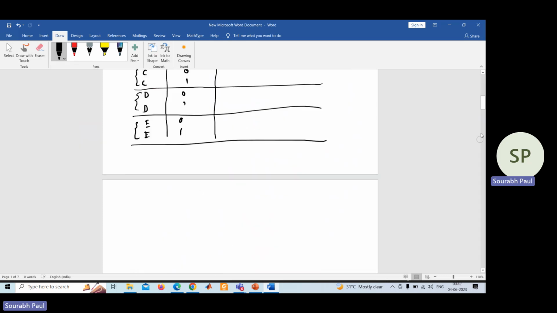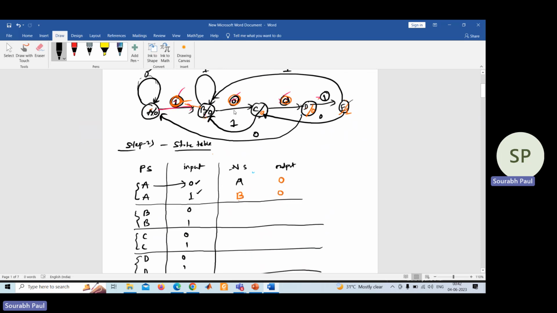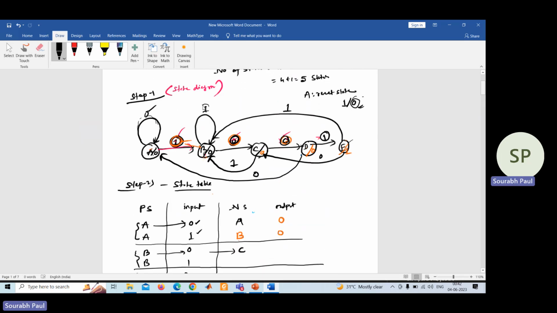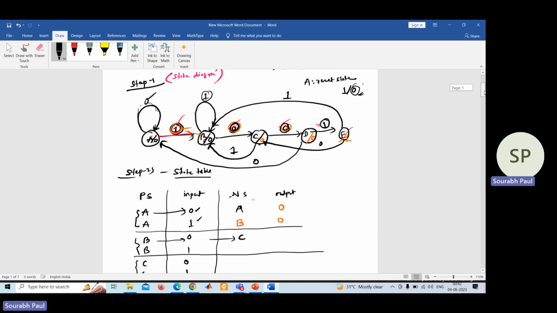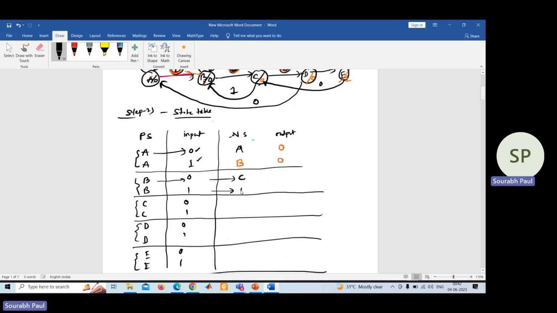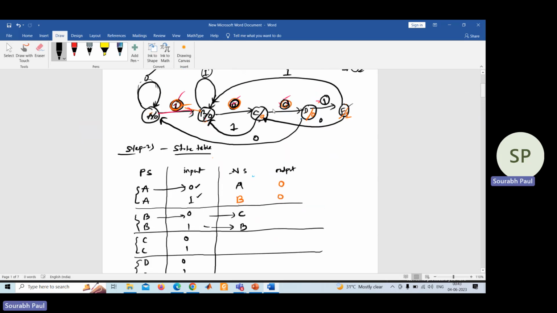For B, if the input is 0, you are going to C. But for B, if the input is 1, you are making a self loop. Now the same procedure you have to follow. For C, if the input is 0, you are going to D. If the input is 1, you are going to B.